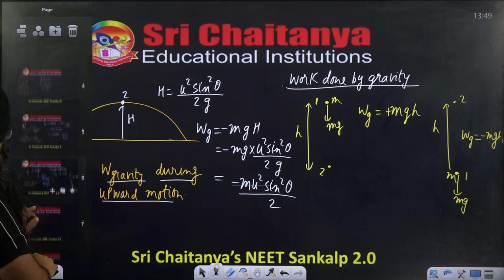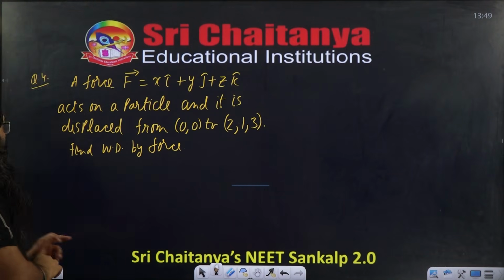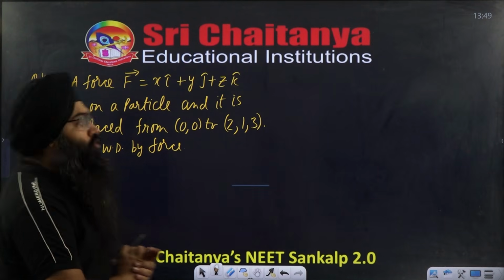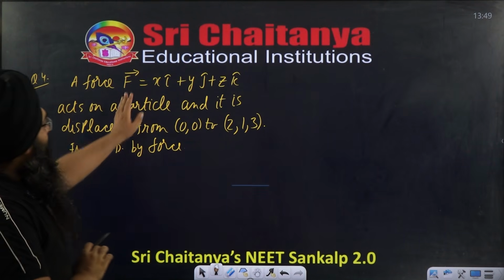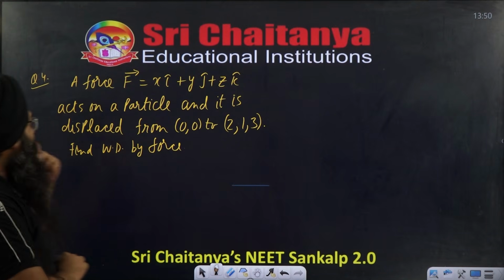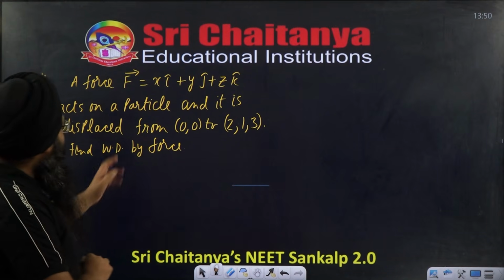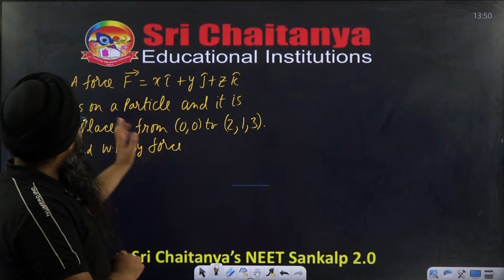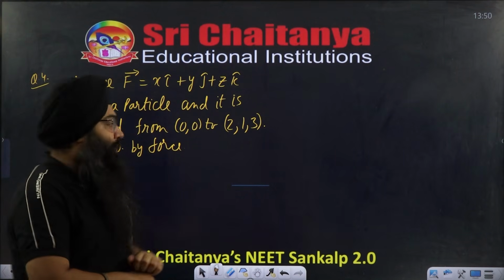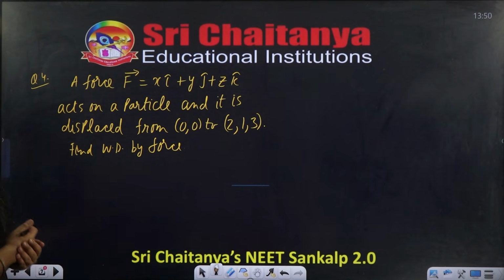Next, let's move on to the next concept. Now there is one question which is based on the variable force concept, where there is a force which is varying with space x, y, z. If you change the position, the force will change. And they are saying that you have to calculate the work done to displace the particle from 0, 0, 0 to 2, 1, 3. So in that case, what is the work done by the force?